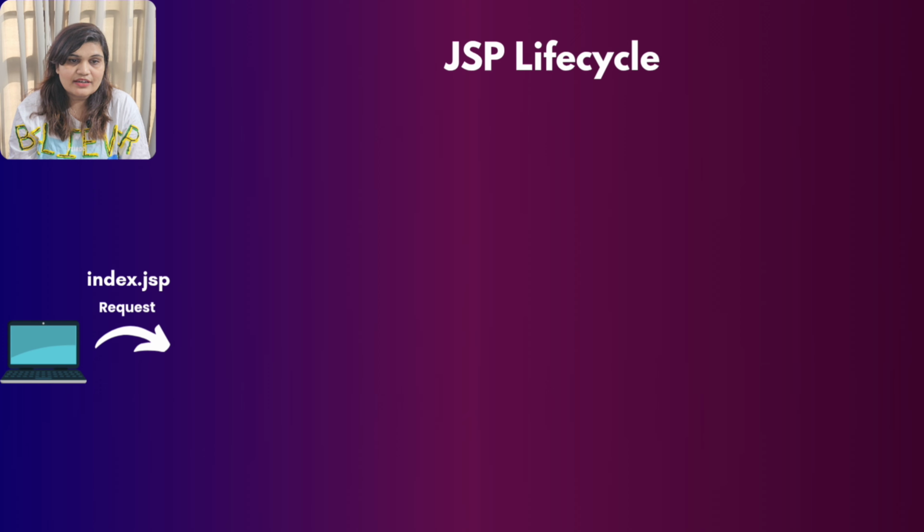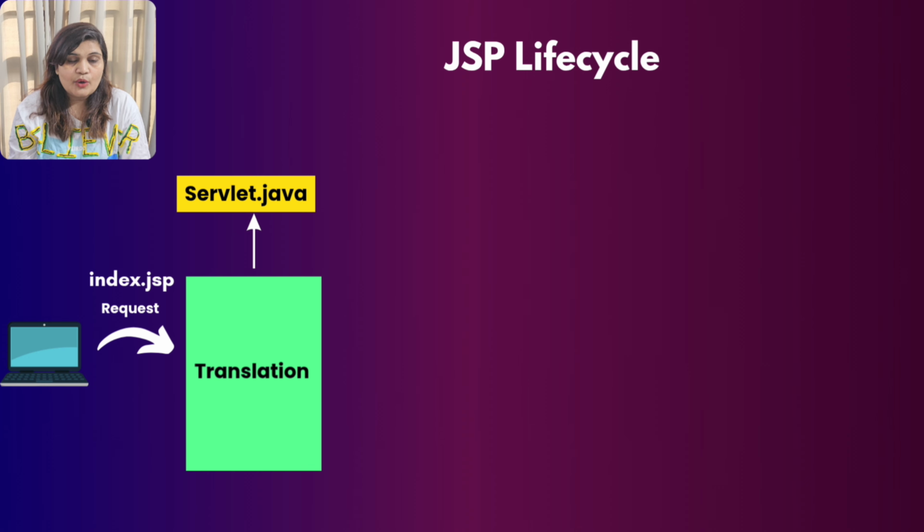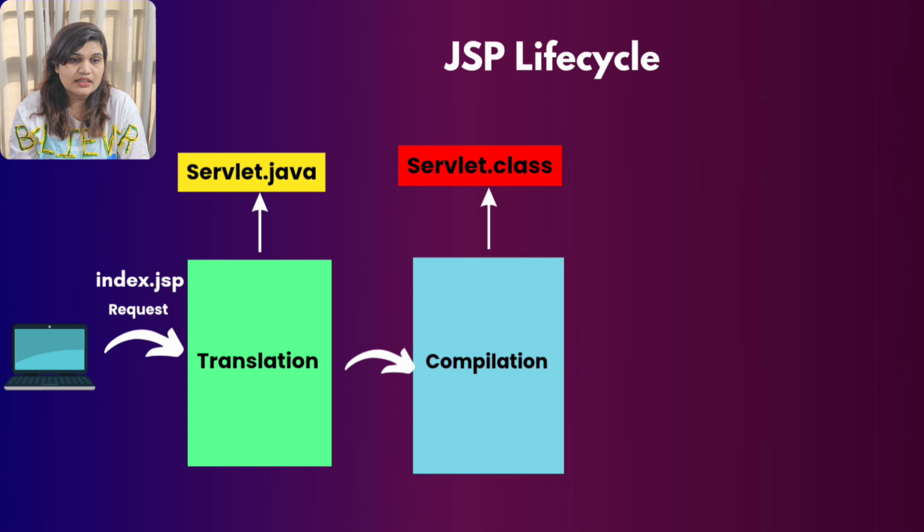The JSP lifecycle is similar to a servlet, but there are a few differences. Here's how it works. First, translation. When a JSP page is requested for the first time, the server translates it into a servlet. Next, compilation. The generated servlet is then compiled into bytecode.